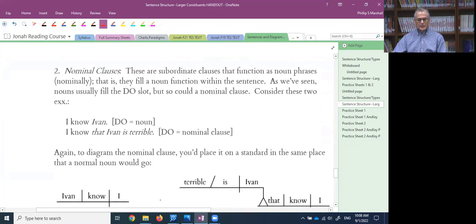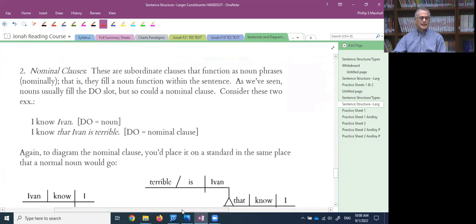Let's talk about nominal clauses here. We have 12 minutes, so let's see how far we can get. I think we can get through this. Nominal clauses, these are subordinate clauses. Relative clauses are subordinate too, right? But these are nominal clauses that function how? They function as noun phrases, or as they function nominally. They function like nouns. Okay? What does that mean? That means they fill a noun function in a sentence. Whatever a noun can do, a nominal clause can do.